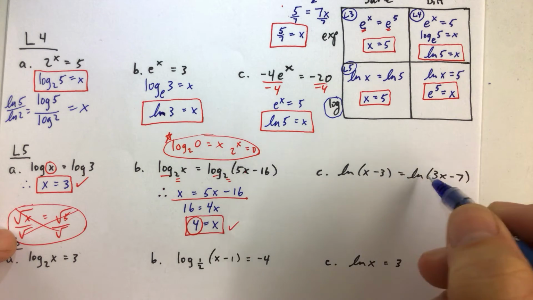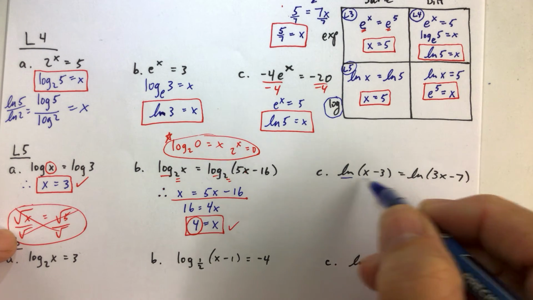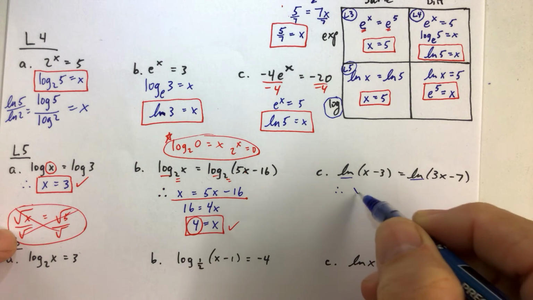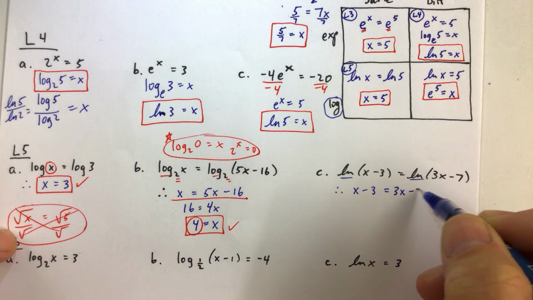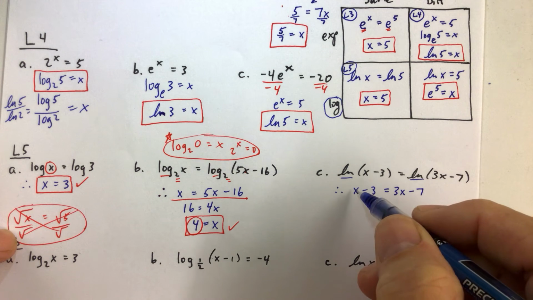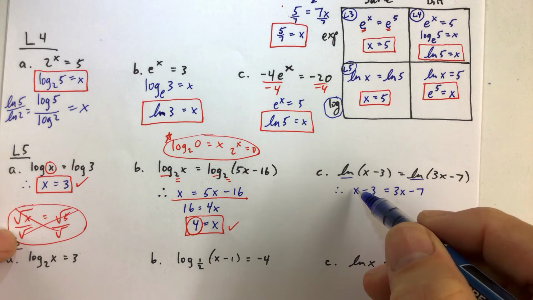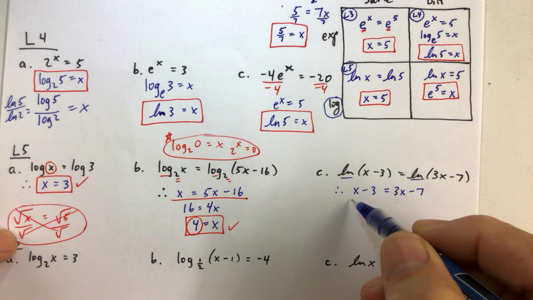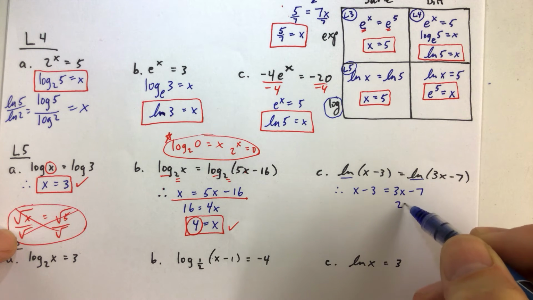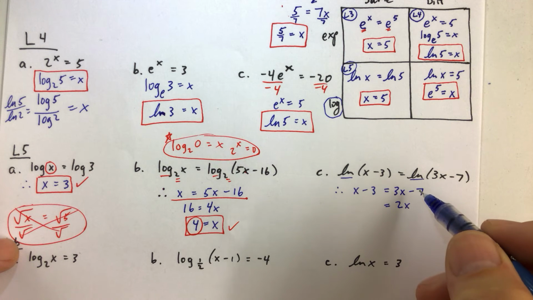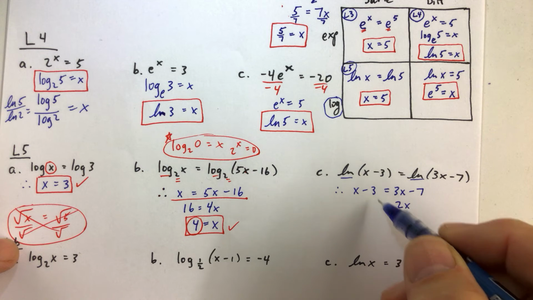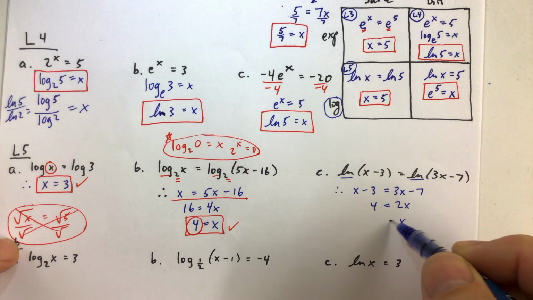Here we have ln's. That means that we have the same base, so we would say therefore the arguments have to be the same. x minus 3 has to equal 3x minus 7. We're going to do a little bit of work in our head here. If we subtract x from both sides, then we get 2x on the right, since 3x minus 1x is 2x. Pause and rewind to try these on your own. Adding 7 to both sides, we get 7. Negative 3 plus 7 is 4, so we get x is equal to 2.